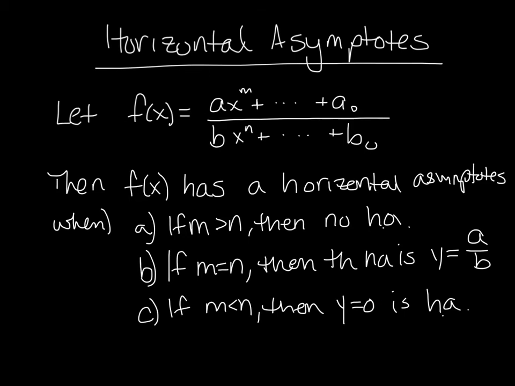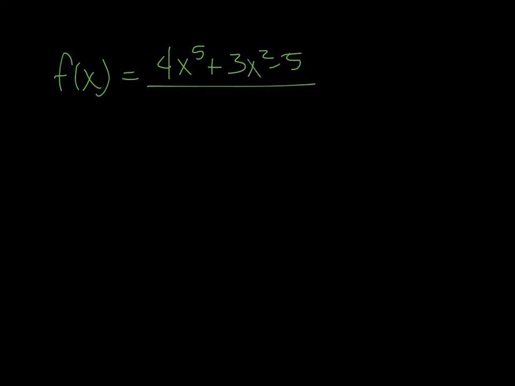Now let me show you a few examples. Let's say that we have f of x equals 4x to the 5th power plus 3x squared minus 5 over 6x squared plus 2x. It doesn't really matter what it is, but what we're looking at are these degrees, and 5 is bigger than 2, so this one has no horizontal asymptote because it's top heavy.